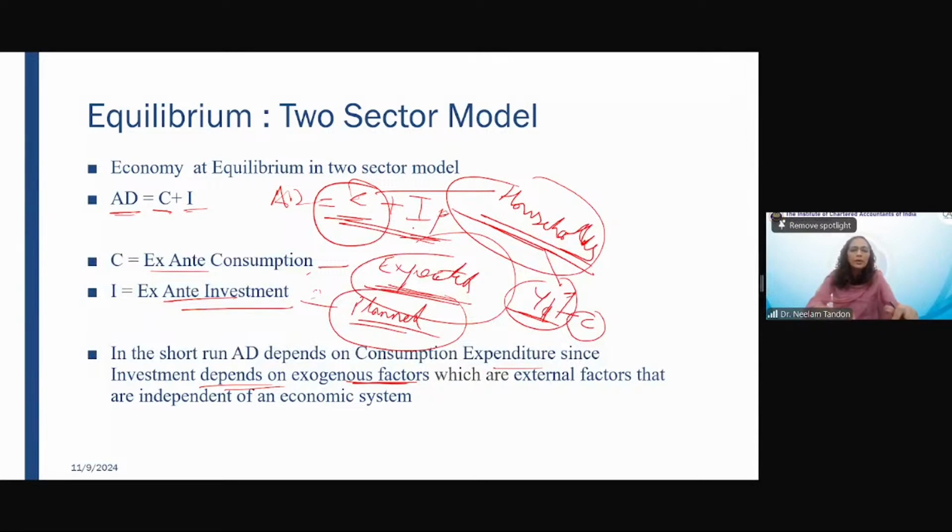So what is important in the short term? In the short term, consumption demand is important, because investment depends on other factors, external factors. Okay, so in the short term what is important is consumption. If there is consumption demand, then only the overall demand in the economy will increase, otherwise demand in the economy will not increase. So consumption is important in the short term.